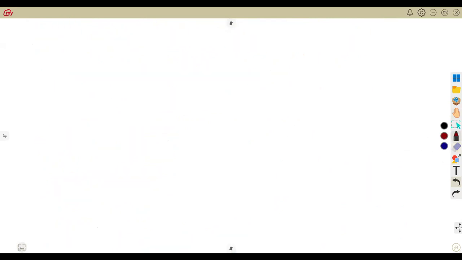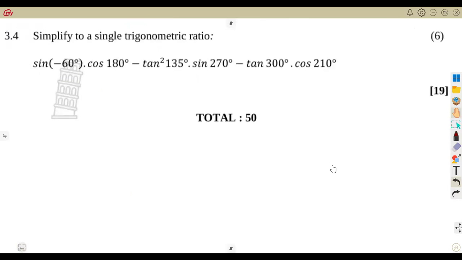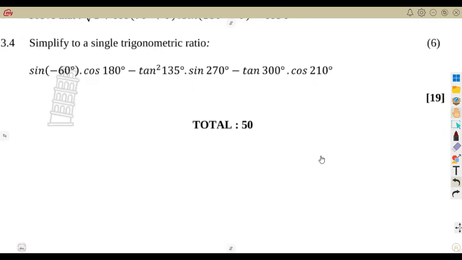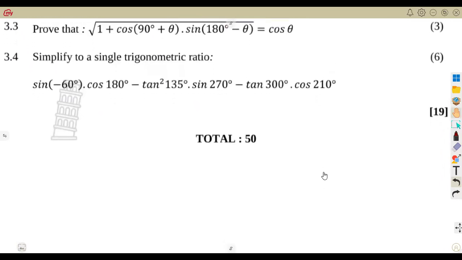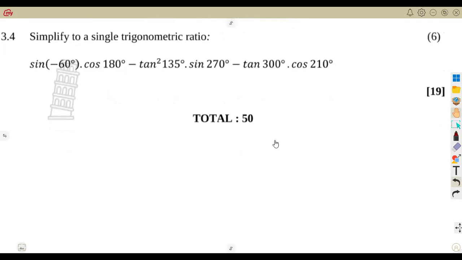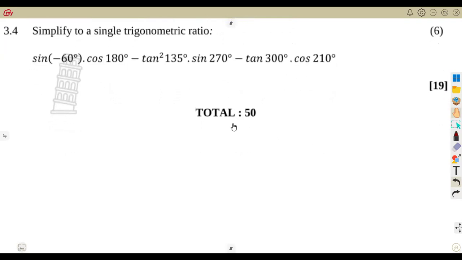And a complicated one, question 3.4. This was a little bit complicated for 6 marks, but not that complicated because these are just angles to be reused. All right, so let's see. We are given 3.4. I'm just going to start by reducing whatever needs to be reduced. All right, sine minus 60. What can we do?